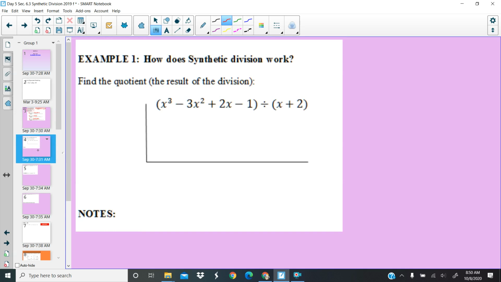So here's my first example, and it wants us to divide x cubed minus 3x squared plus 2x minus 1 by x plus 2. We're going to go through the steps, and I definitely want you to write down each of the steps as we go. First, if you don't already have a box, you're going to draw this box. And once you have your box ready to go, you're going to write down all of your coefficients in the box.